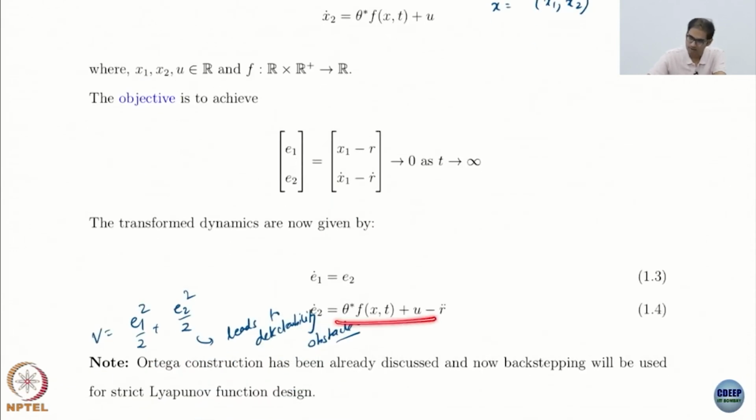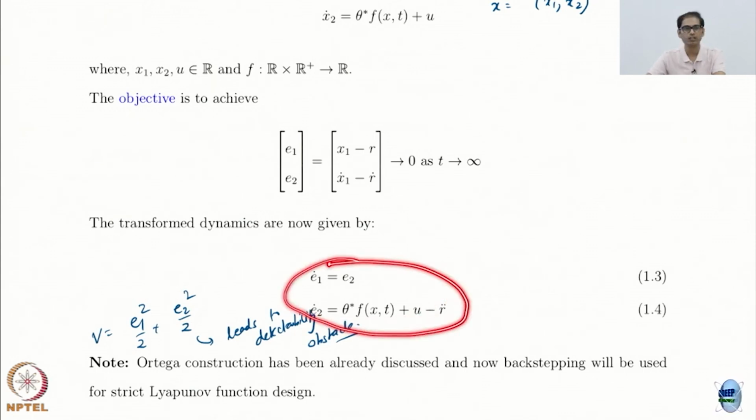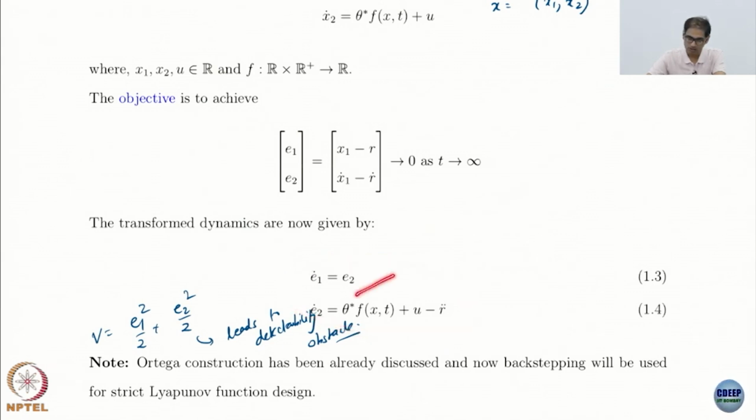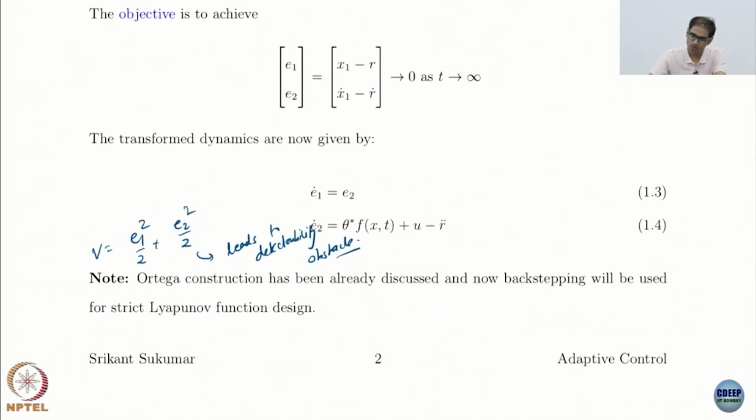So x2 dot is this minus r double dot. Okay, so this is my new dynamics that I am working with. I still have an unknown. If I did not have an unknown, I would simply cancel this guy and introduce the nice terms that I wanted. Alright, so I already said that this is a bad Lyapunov function for this system. It leads to what is called the detectability obstacle.